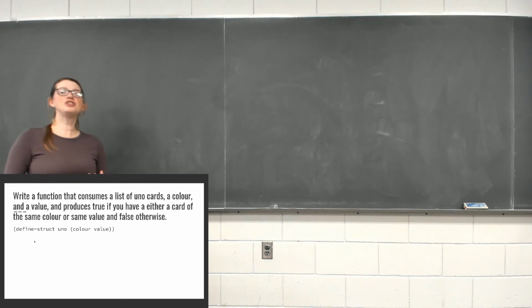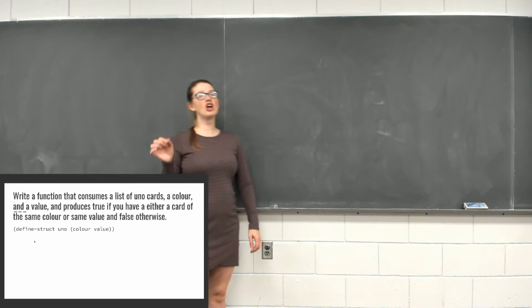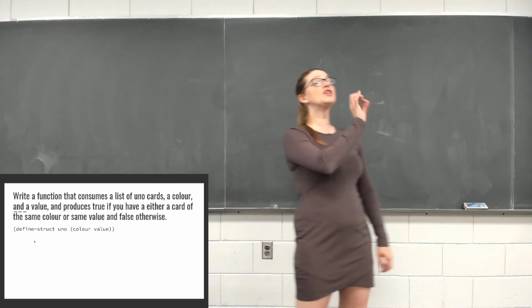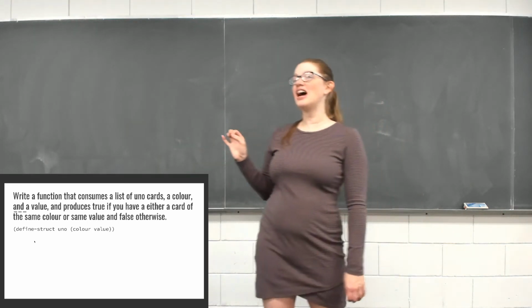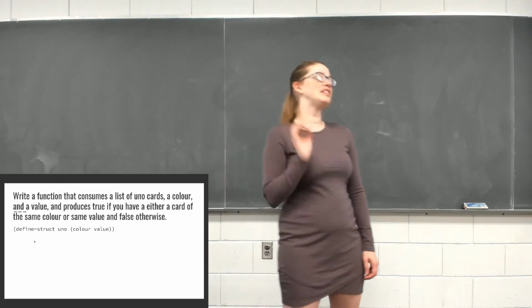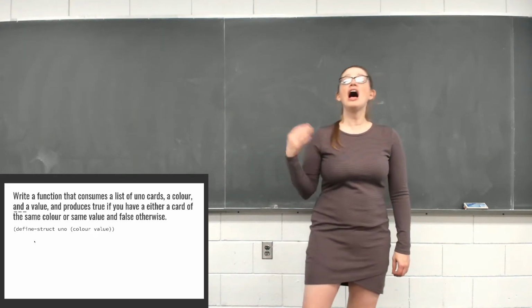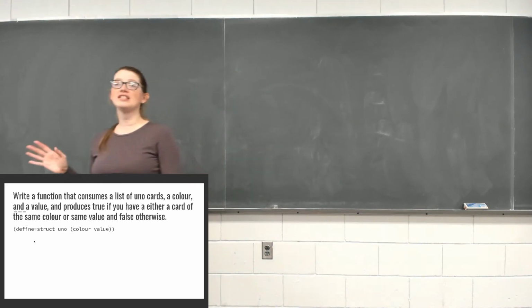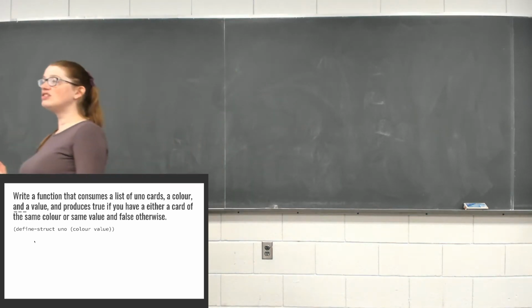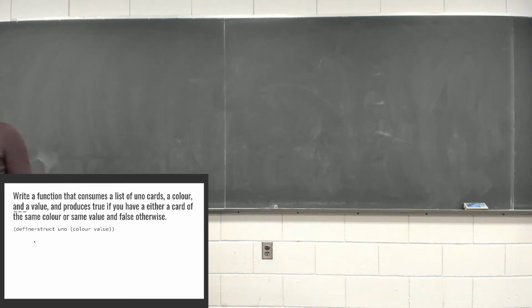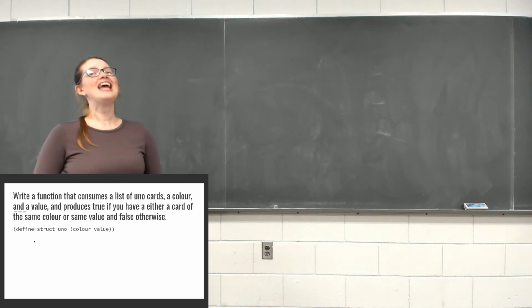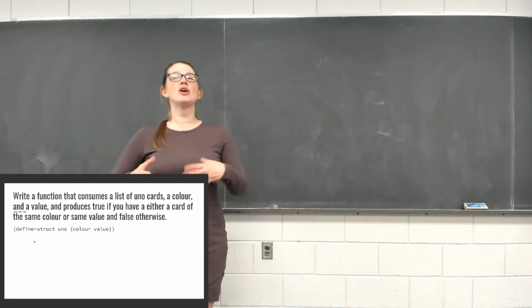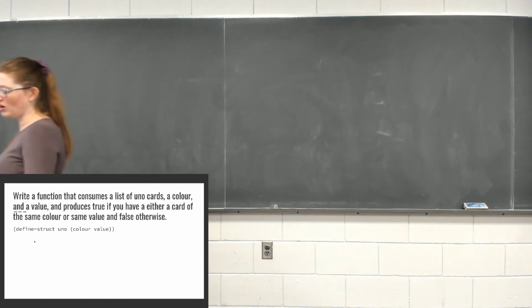What I need to do is check each card in the list, and the first time I find a card that has either the same color or the same value, I produce true. Otherwise, if I make it through the entire list of cards and I find no cards that have the same number or the same color, we should produce false. So this is going to be done with simple recursion. It's not to say you can't do this with cumulative recursion. It's just that cumulative isn't quite appropriate for this particular question.